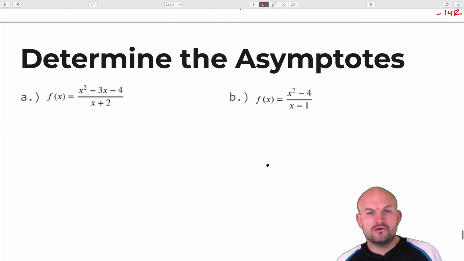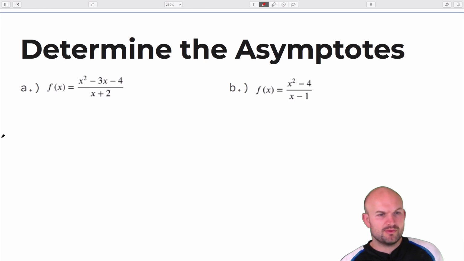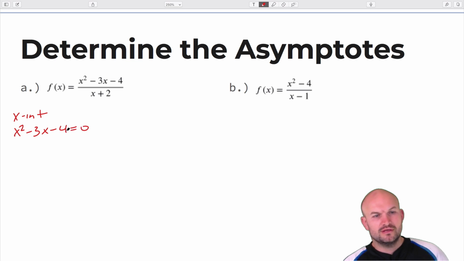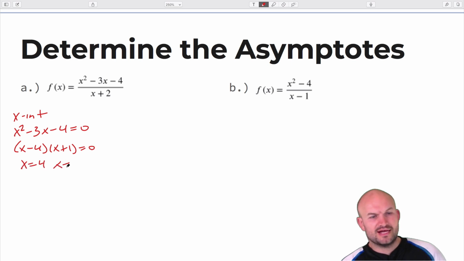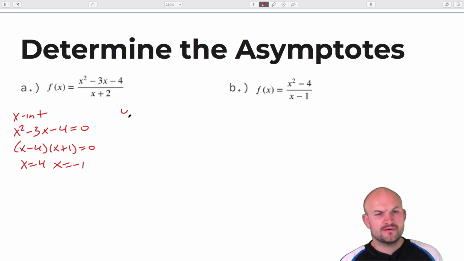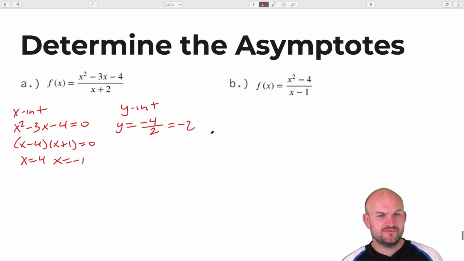All right, so now let's work through some more problems. Same exact thing. Let's find the x-intercept, the y-intercept, and the asymptotes. So the x-intercept is, again, x squared minus 3x minus 4 equals 0. So that's x minus 4 times x plus 1. x equals 4, x equals negative 1. My y-intercept is going to be, y equals negative 4 over 2, which equals negative 2.